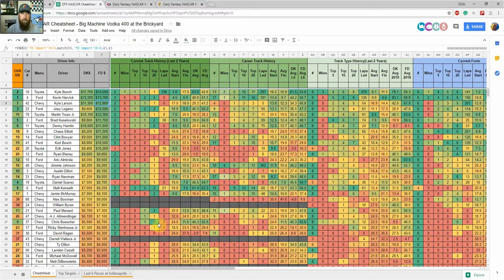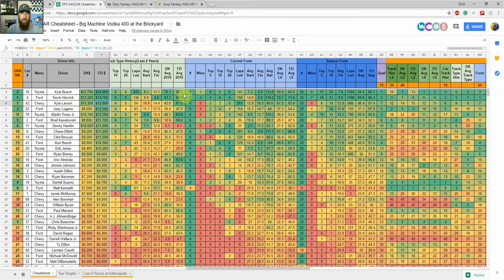So the first thing I do when I'm researching every week is look at some current track history, which here they only race once a year. So the last two races are the last two years, one per year. You've got all the data there. You've got career track history. You've got track type, which this week is only Pocono and Indy, the two tracks that fall within the 2.5 mile tracks that do not use restrictor plates. I'm not weighing that whatsoever because those tracks raced completely different.